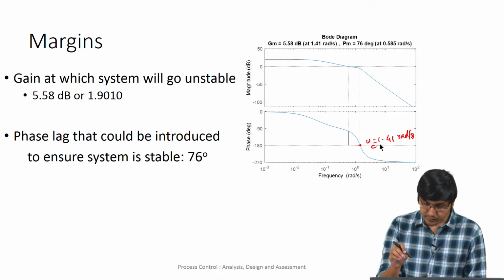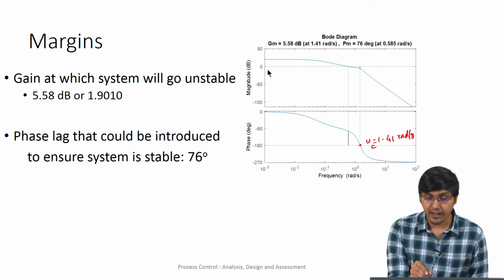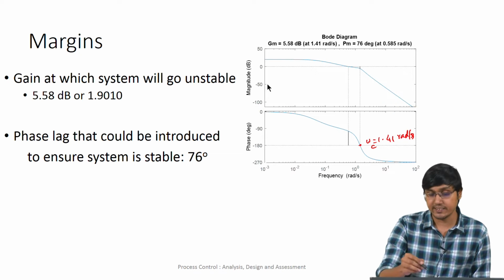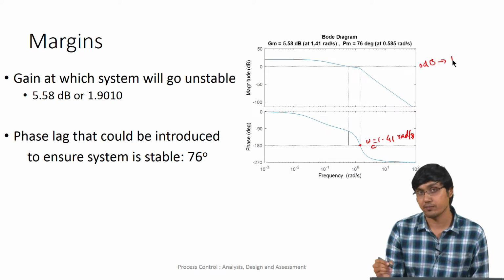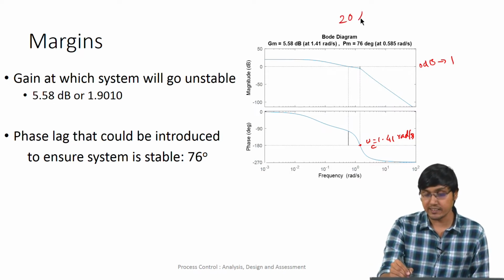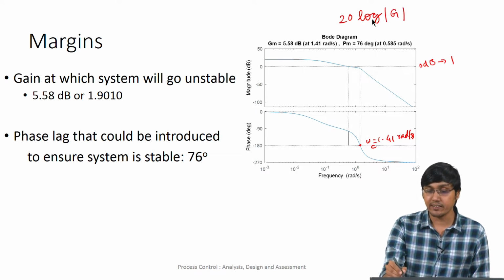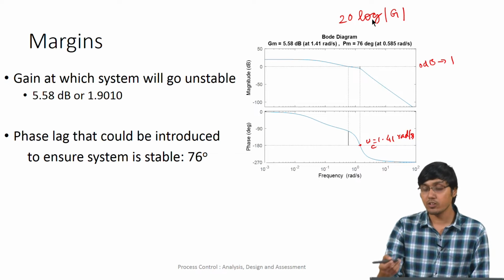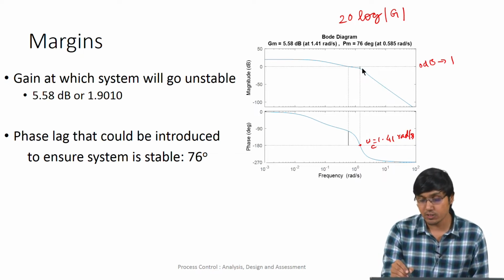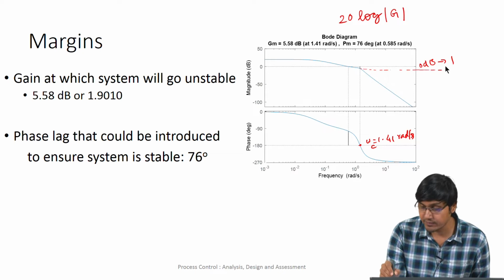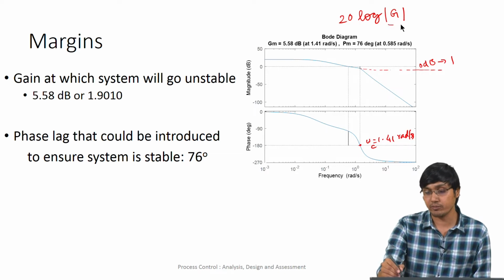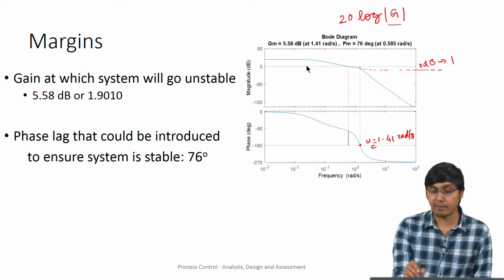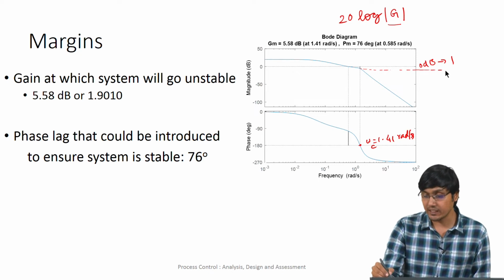At this frequency we look at the amplitude, and remember this amplitude in the Bode plot is in dB. 0 dB means the gain is 1, because dB is nothing but 20 log of the gain. If the gain is 1, then log 1 is 0, so that is when 0 dB comes. Anything less than 0 dB is minus, and minus in the logarithmic scale is nothing but less than 1. So if mod g is less than 1, then you get a minus value here.